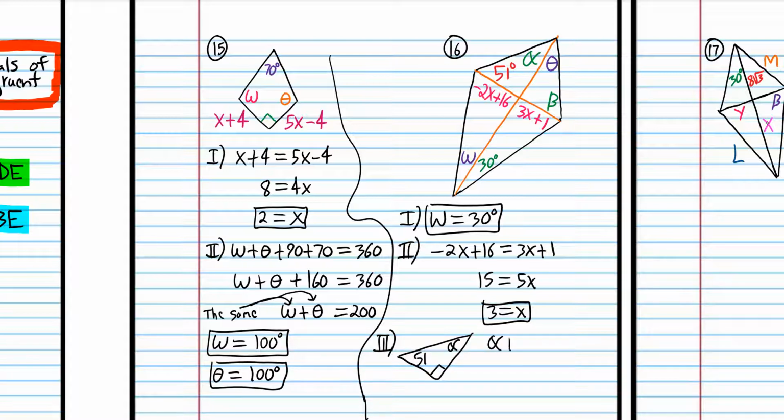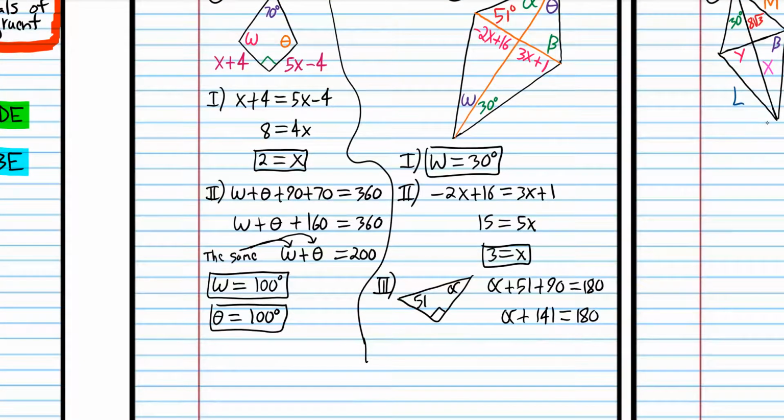So alpha plus 51 plus 90 is equal to 180. 90 plus 51 is 141. And subtract 141 from both sides, and we get alpha is equal to 39 degrees.